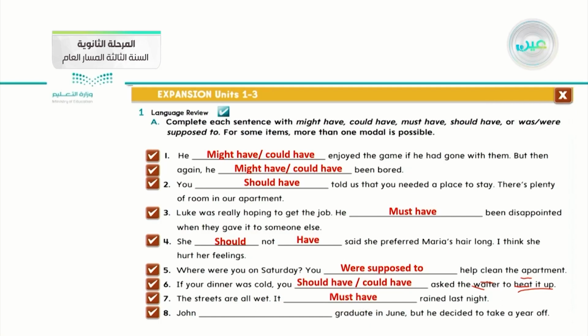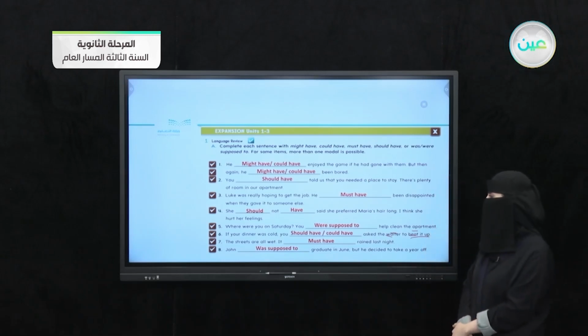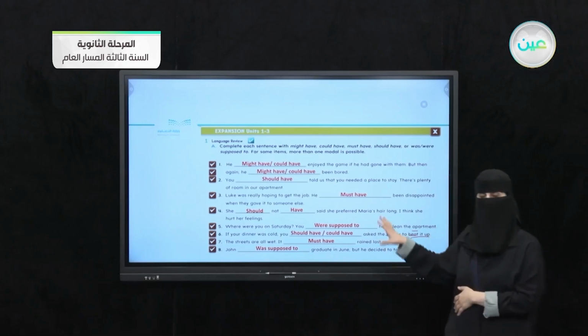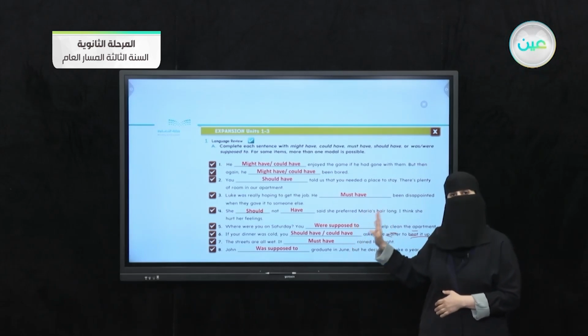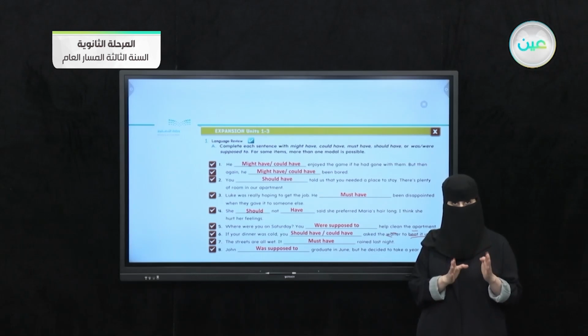The last one: John, space, graduate in June, but he decided to take a year off. So what do you think it is? John was supposed to. Because John, as the subject, is singular, we can use was with it. Was supposed to.